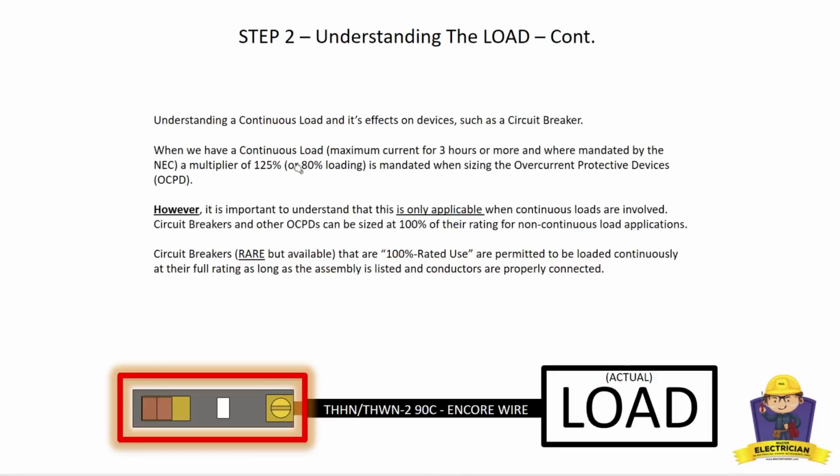Now, when you have a continuous load, maximum current, the definition of a continuous load is found in Article 100. It is the maximum current for 3 hours or more, and where it's mandated by the NEC, a multiplier of 125% is mandated when sizing overcurrent protection devices.